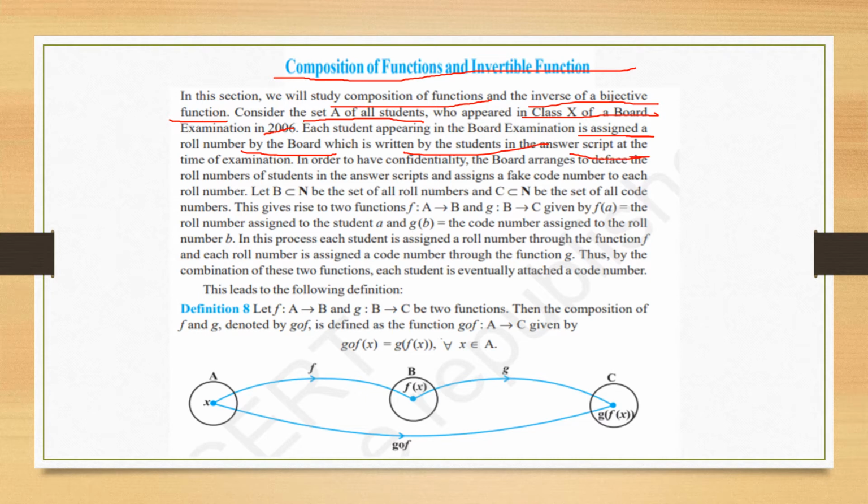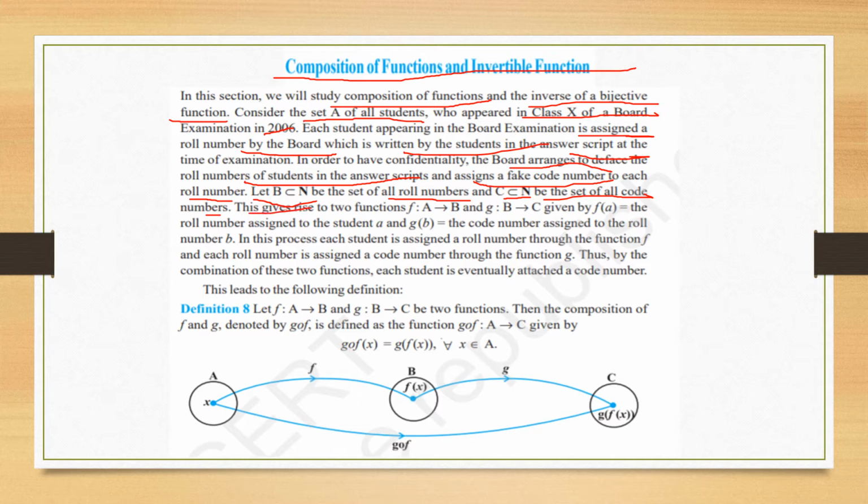And in order to have confidentiality, the board arranges to deface the roll numbers of students in answer scripts and assign a fake code number, right? So a fake code number is there instead of the roll number. Now let B, a subset of N, be the set of all roll numbers, and C, again a subset of N, be the set of all code numbers.